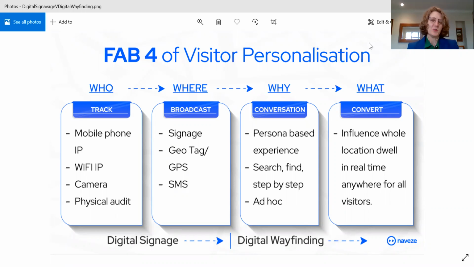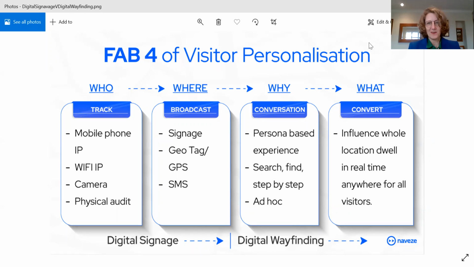And rather than just do a conversation around those two tools that are available, what I'm going to do is put it in the context of understanding your visitor personalisation and connect, communicate and convert process, so you can understand where you're going to get the best bang for your buck.